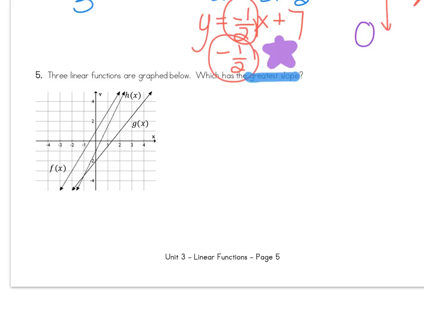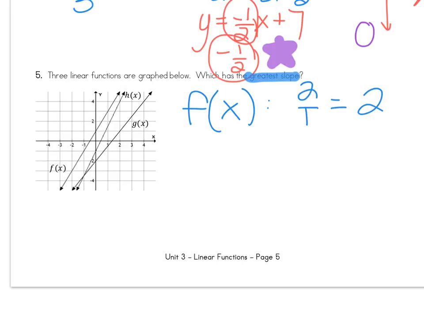Well, let's calculate all of their slopes. Here's f of x. So how is that growing? Well, you go up 2 to the right 1, up 2 to the right 1. So f of x slope is up 2 to the right 1, which is equivalent to 2.